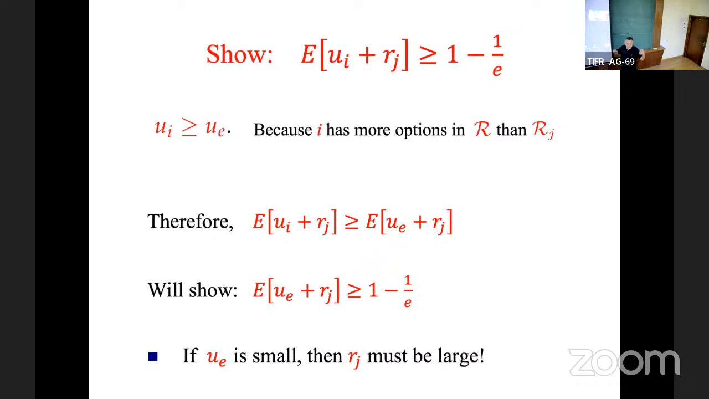If UE is already large, like essentially 1 minus 1 over e, there's not much to prove. There's very little more to go. But if UE is small, then we must show that RJ is large. That's the crux of the matter here. If UE is small, if the utility gained by I in this run RJ is small, then the revenue of good J must be sufficiently large that the sum still turns out to be 1 minus 1 over e in expectation.